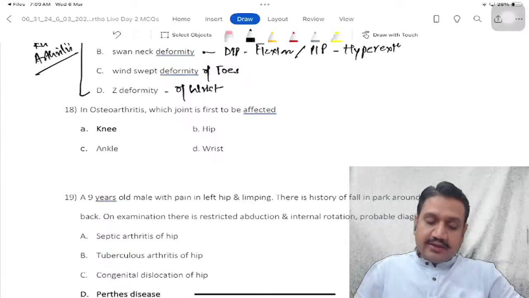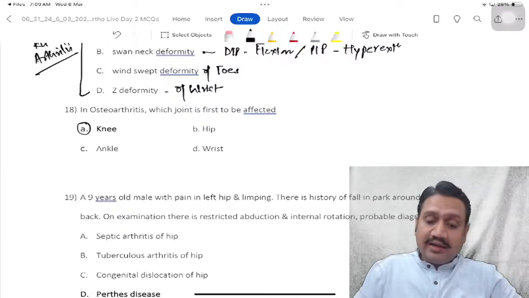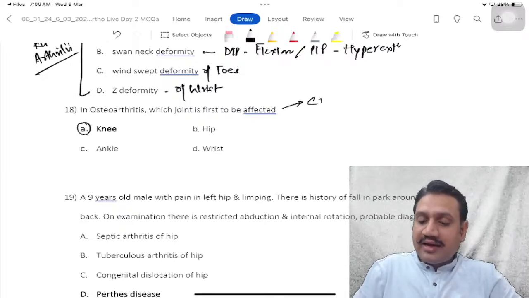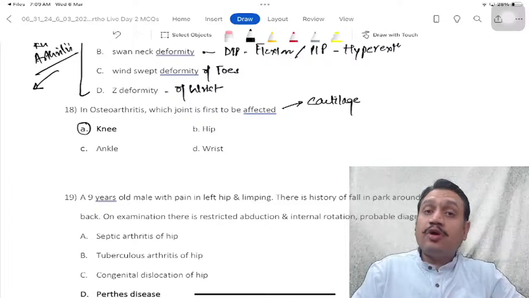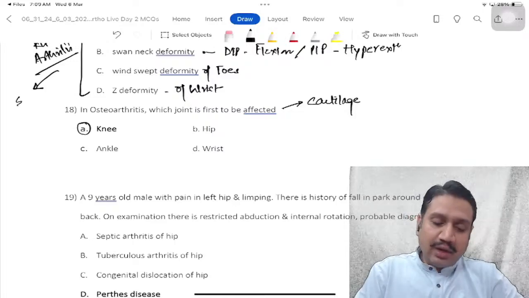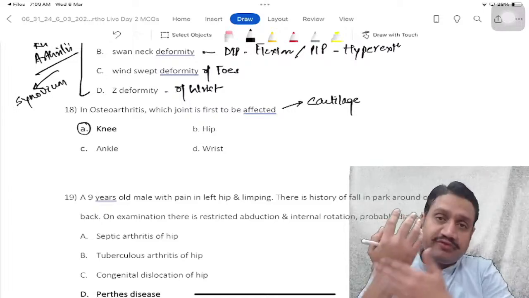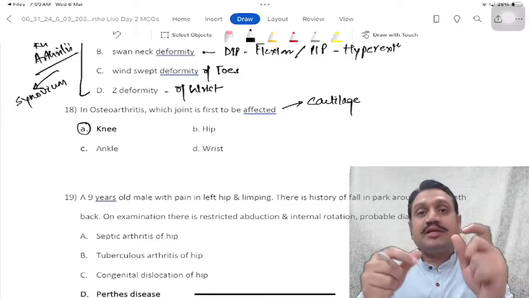All right. Okay. So in OA, what is the first joint to be affected? It is always the knee. Why? Because OA is a problem of cartilage, and the biggest cartilage that we have is in the knee only. On the other hand, this rheumatoid that we have just said, it is a problem basically related to synovium, which secondarily will destroy the cartilages, right? So RA, that is the reason why it affects the wrist most often. Knee is most commonly involved in OA because the cartilage, the meniscus is over there.